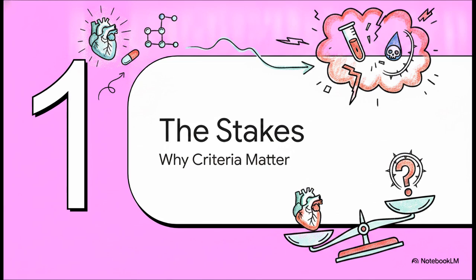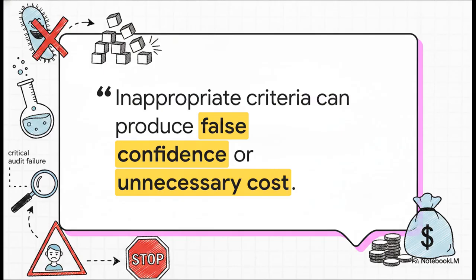Section 1. The stakes. Why acceptance criteria matter. So, inappropriate criteria can produce false confidence or unnecessary cost. Think about it. Acceptance criteria define the absolute regulatory threshold below which cleaning is actually considered effective. It's the baseline that drives every downstream decision.